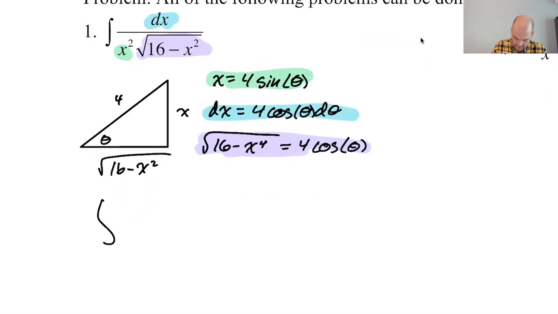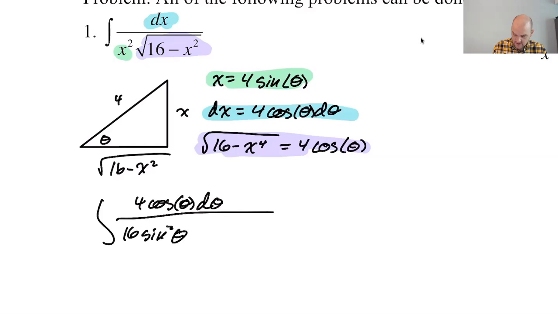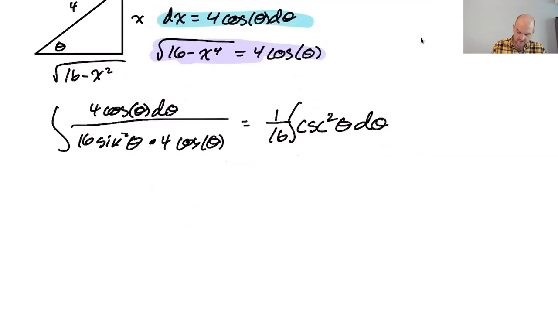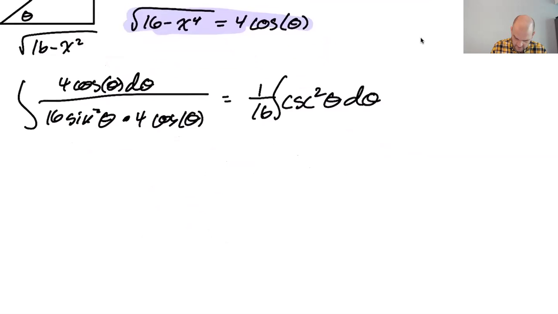There we go. So 4 cosine of theta d theta. I got to square that, so I'm just going to do 16 sine squared of theta. So I'm getting cosecant squared again, and I don't really like that, but I also really don't want to redraw the triangle. So just going to go with it, cancel some things. So I have 1/16 times the integral of cosecant squared of theta d theta, because 1 over sine squared is cosecant squared. So this will be negative 1/16 cotangent of theta plus c.